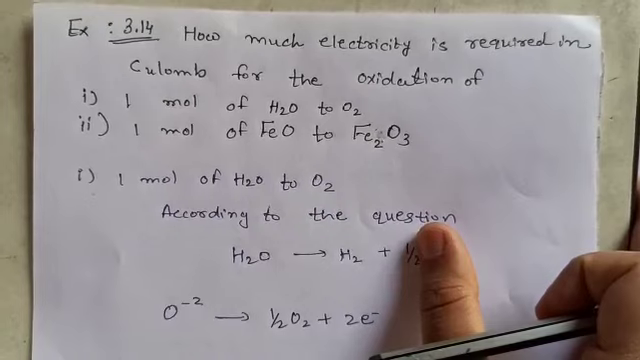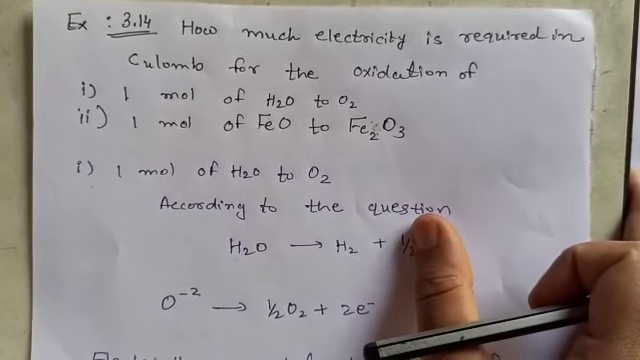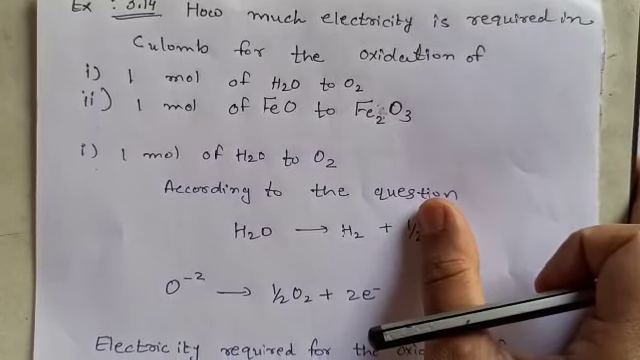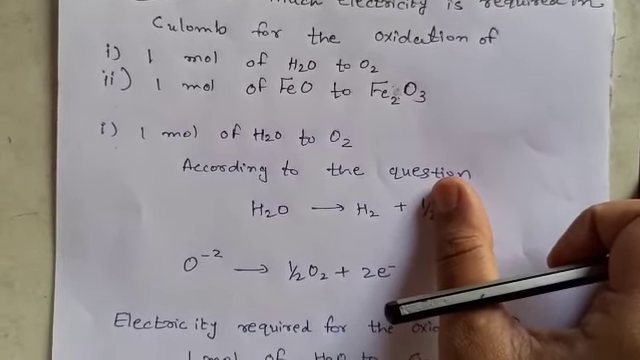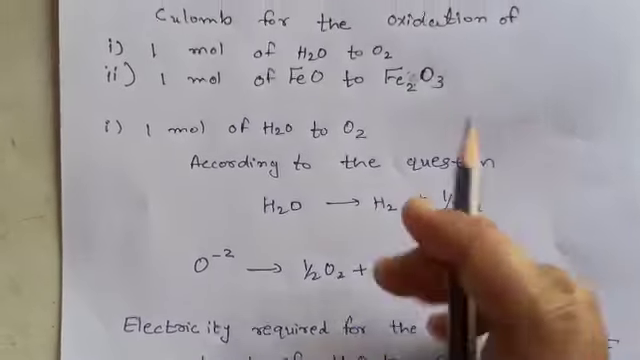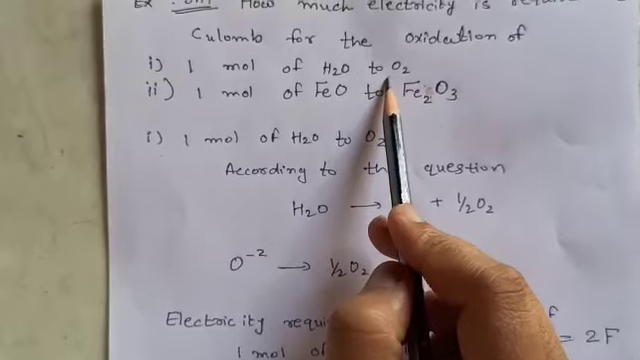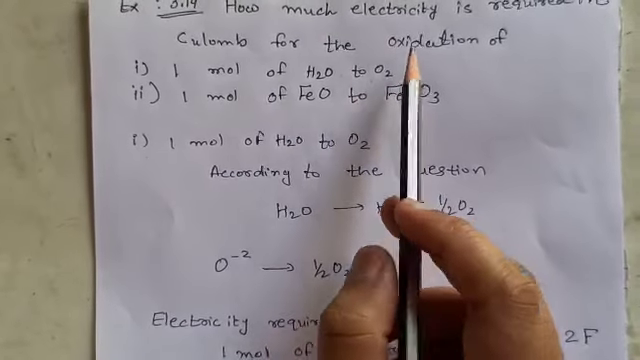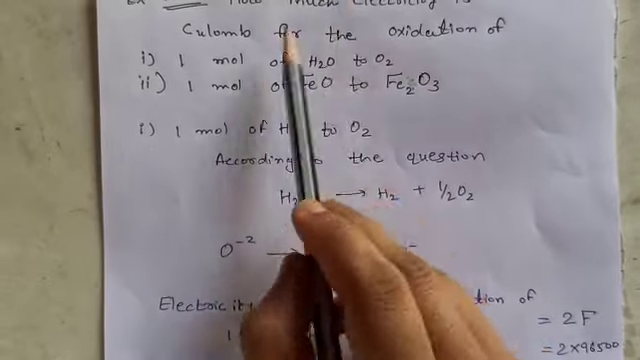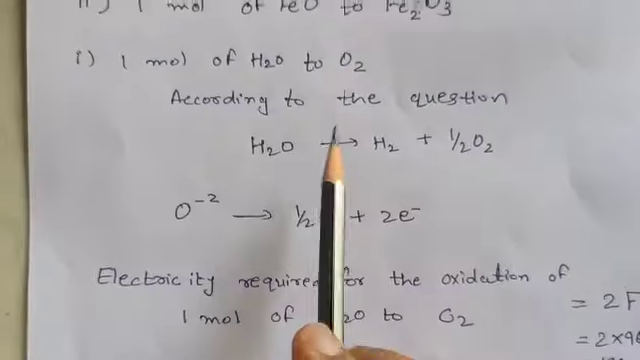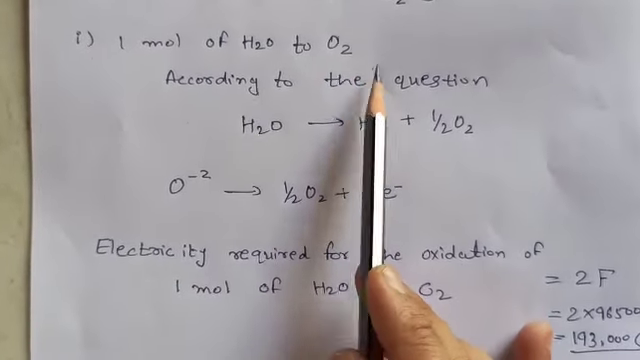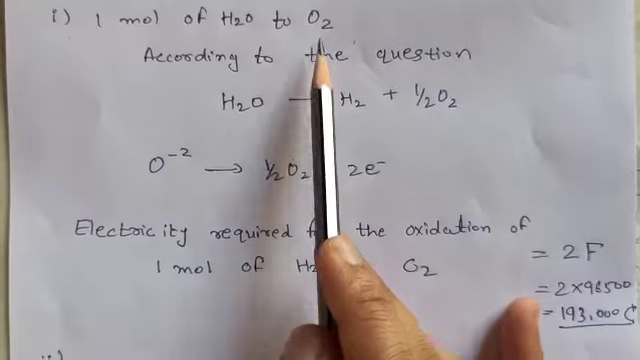Now question number 3.14. How much electricity is required in coulomb for the oxidation of first 1 mole of H2O to O2 and second 1 mole of FeO to Fe2O3, right? Here two oxidation reactions are given, and for this oxidation we have to find out how much electricity is required in coulomb. Take the first question. 1 mole of H2O to O2, right? We have to convert H2O into O2, right?